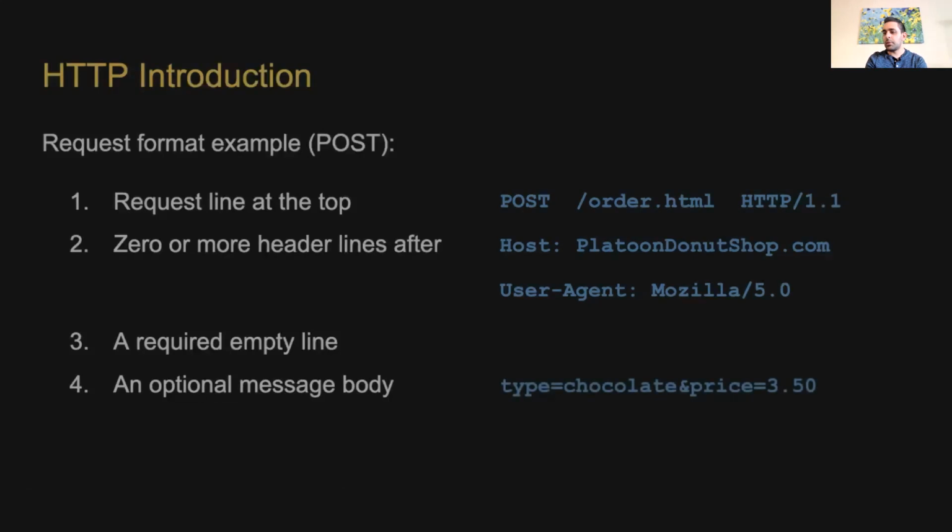Empty line, but then in my message body, I actually specify some information. So in this case, let's say I want to buy a chocolate donut that costs $3.50. So I'm placing an order. It'll pass the information in the message body so that it knows that I want to purchase this type of donut and then the price that I'm going to pay, or the price I paid for it. All right, so this is POST. POST usually uses the message body, whereas GET does not. Just kind of the way things are done.